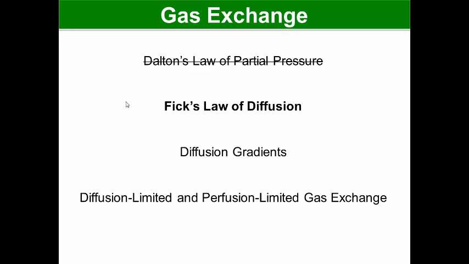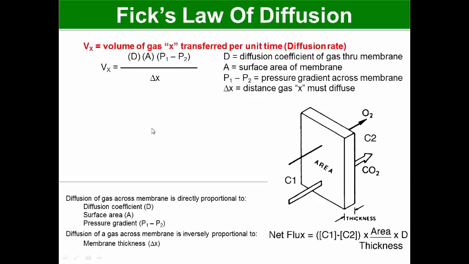Now, we have finished with Dalton's law, and we have known the importance of Dalton's law, that there are partial pressures of oxygen and we have partial pressures for carbon dioxide. And there are pressure gradients for oxygen and for carbon dioxide. We have another important law in physiology or in biophysics, which is known as Fick's law of diffusion.